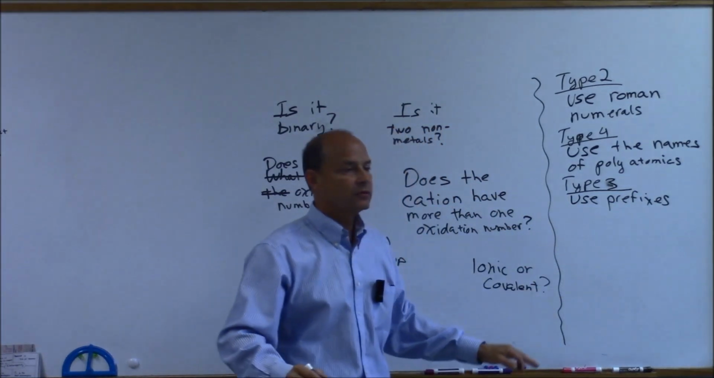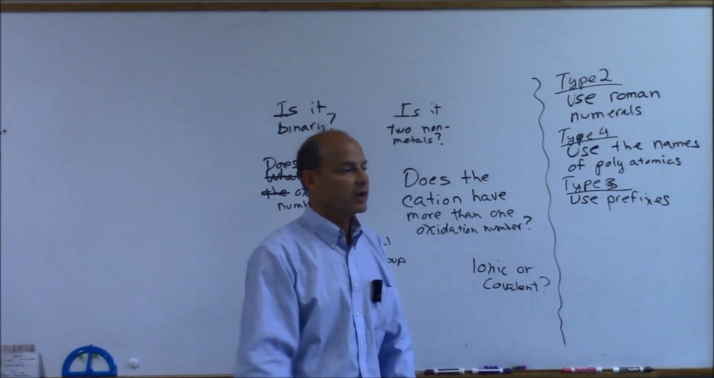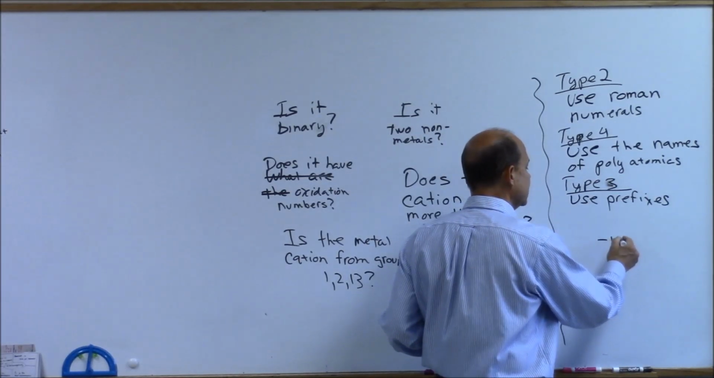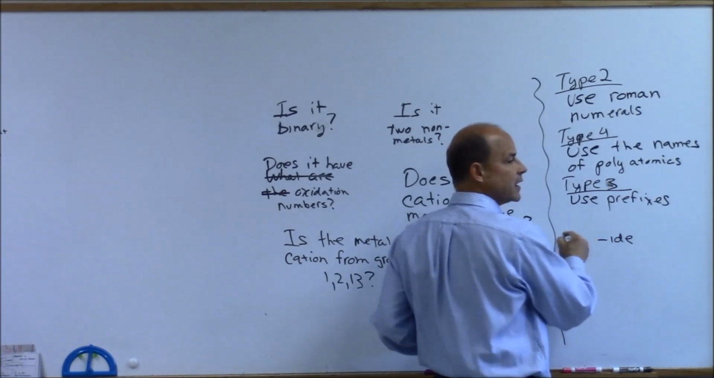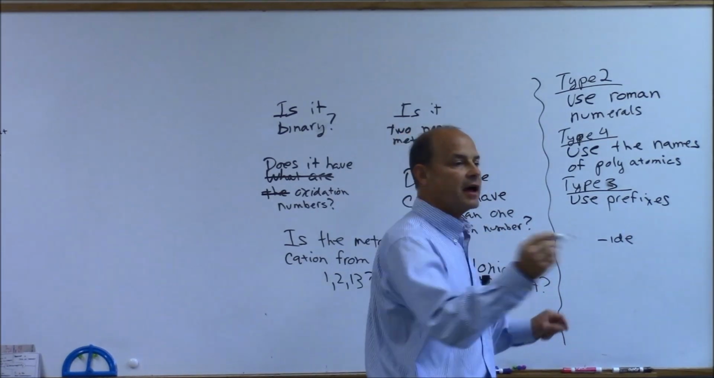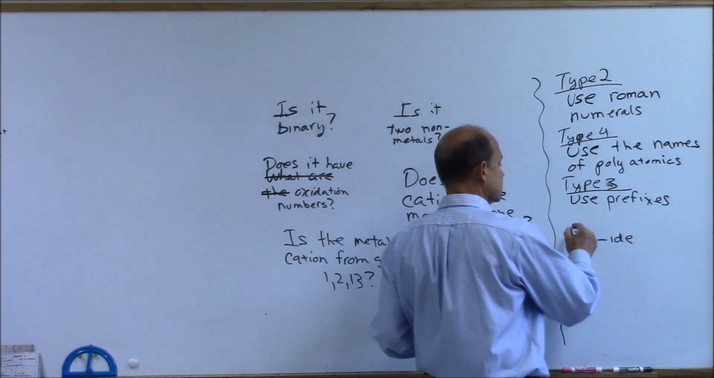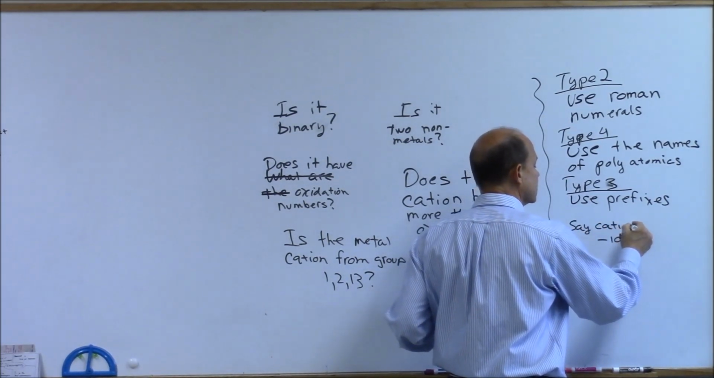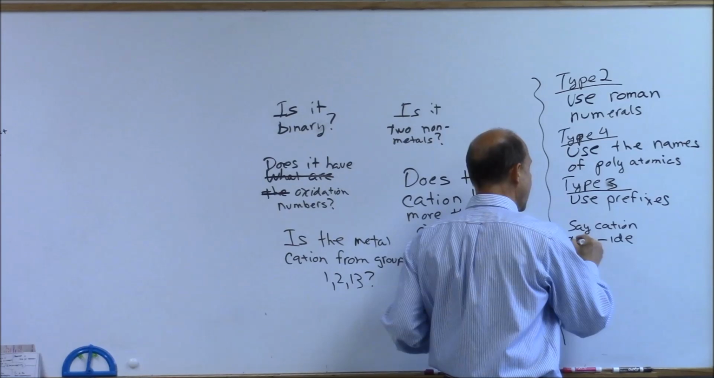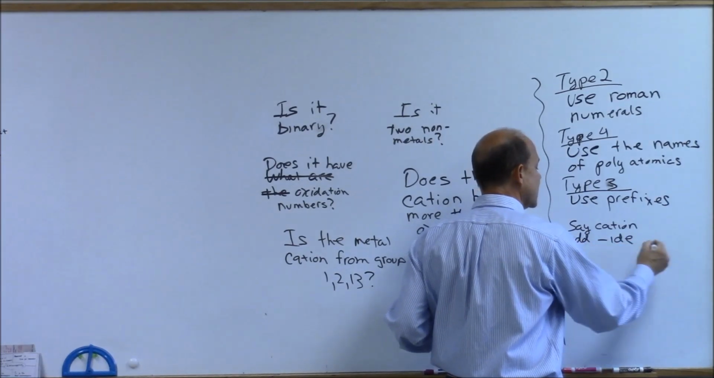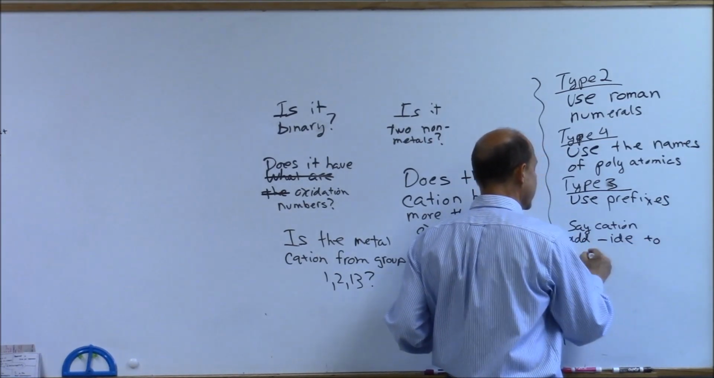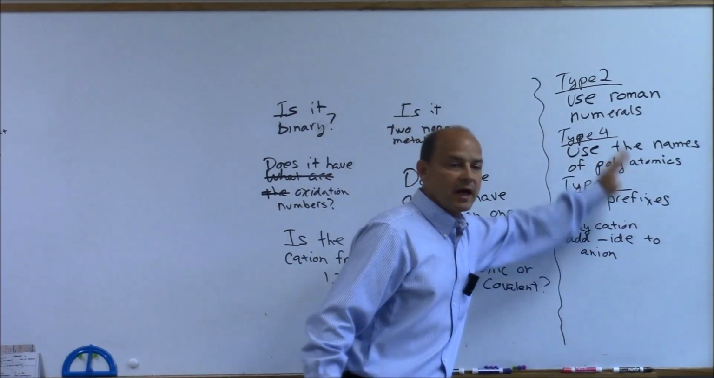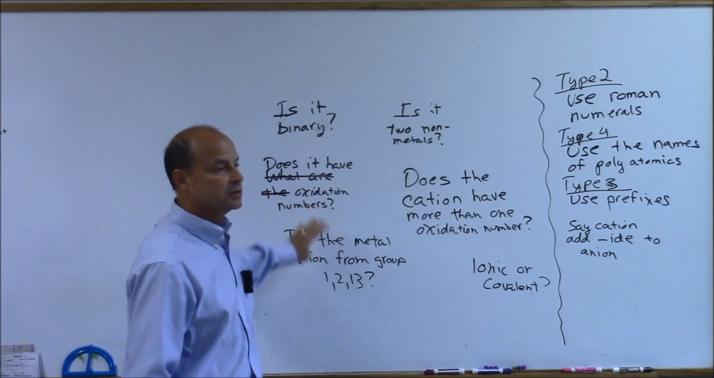And for type 1s, it's just the old ordinary way, right? You do something like add IDE. So you name the cation, then add IDE to the anion. Say the cation. And then add dash IDE to anion. Okay, so these are kind of the rules for naming after we figure out what type it is.